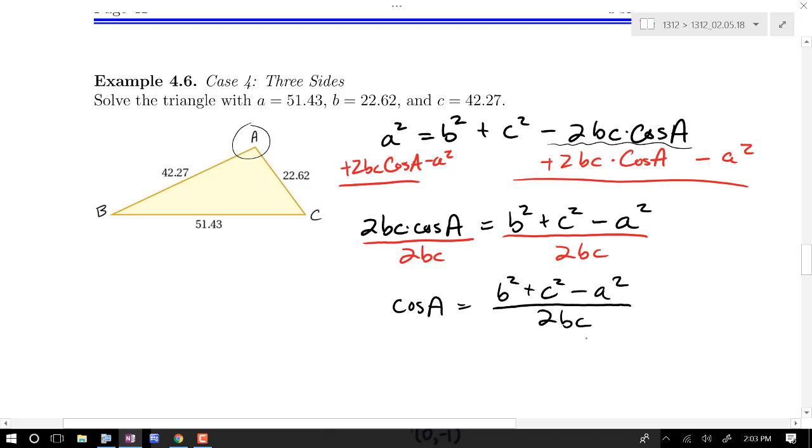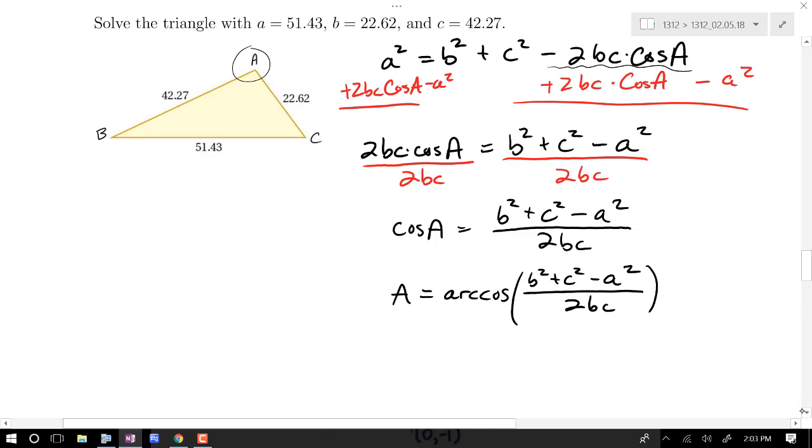So now if we know cosine of A, we get angle A just by taking the arc cosine of this fraction. Now you can, and I will demonstrate, or the way I'll do it is by plugging the whole expression into the arc cosine. Some people prefer to just do the arithmetic on the fraction, figure out what this is as a number, and then take arc cosine of that. You have to be careful with your parentheses, but either way is fine.